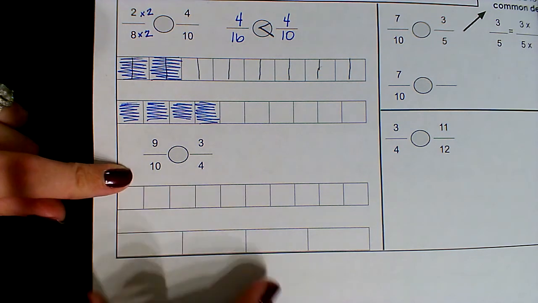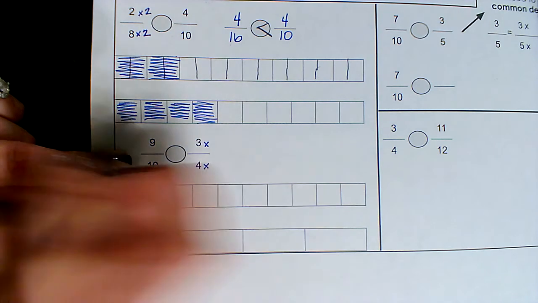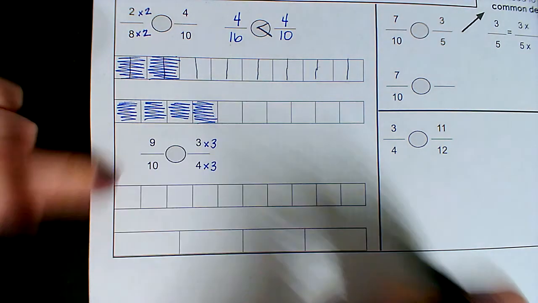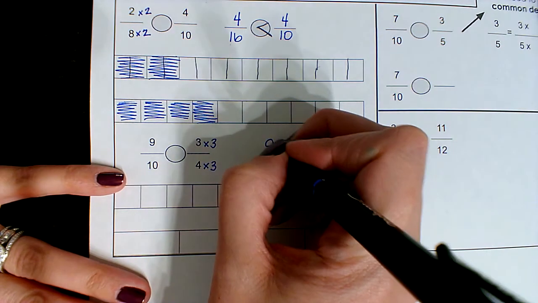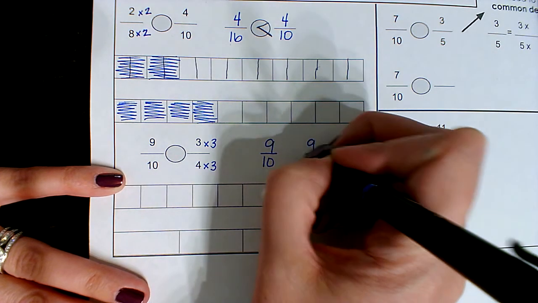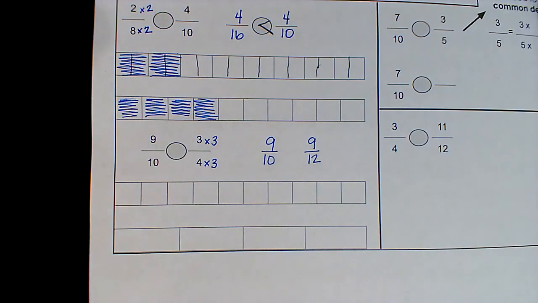So that means I need to look at my numerators. Is there a way I can get 3 to become 9? If you said to multiply it by 3, you are correct. And so now I can rewrite my fractions and say 9/10 and 9/12.